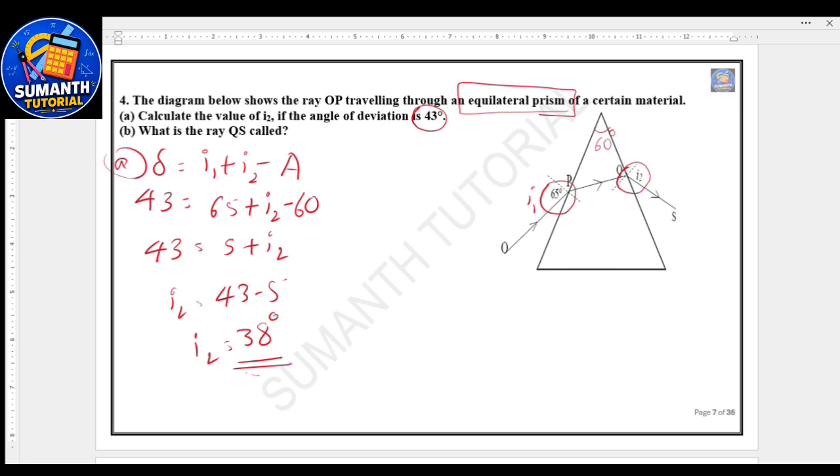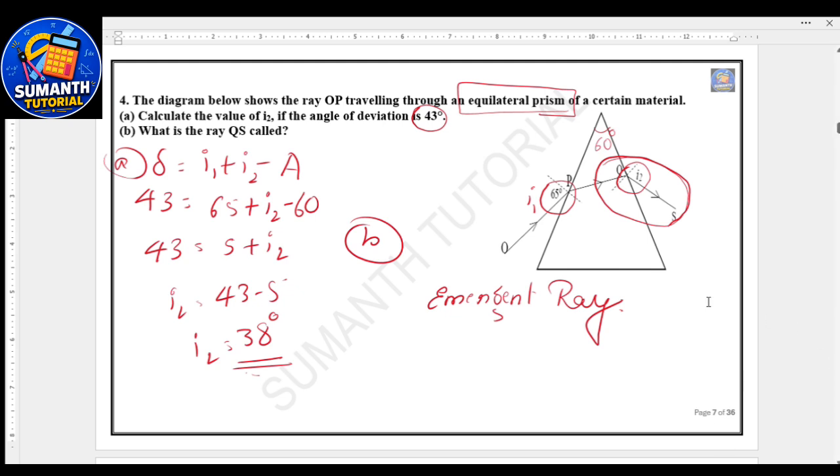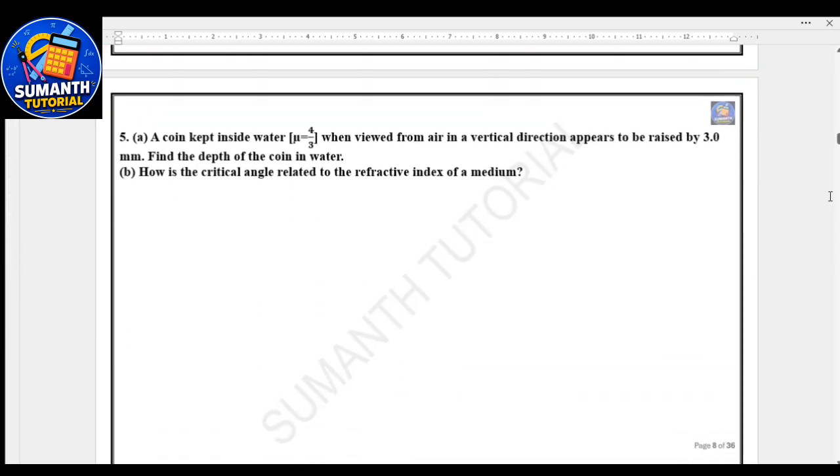Now we will go for the B1. So what is the ray QS called? Can you see this part? Observe, this is QS, we call it as emergent ray. What is this QS? It is emergent ray. That's it. If you write this much, you will get 3 marks. Sure. I think you got this answer. Now we will go to the next question.